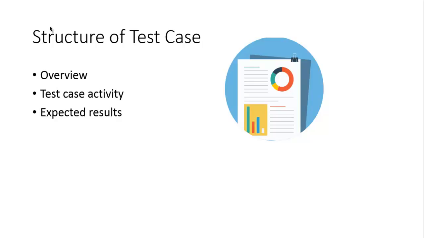The next part is the test case activity. Here you will have information regarding environment, configuration, initialization, finalization, the test steps and the input data. So this all comes in your test case activity. And then finally your document will have the expected results. Okay, so if you are writing a test case document summary, then this is the structure that you have to follow.